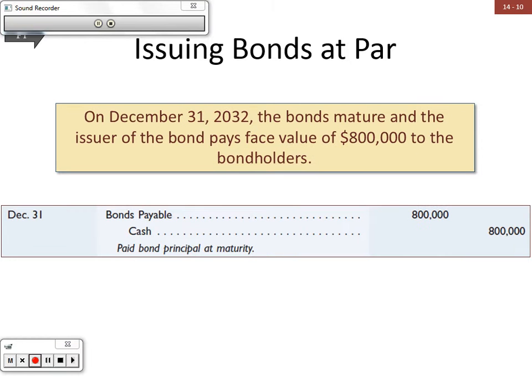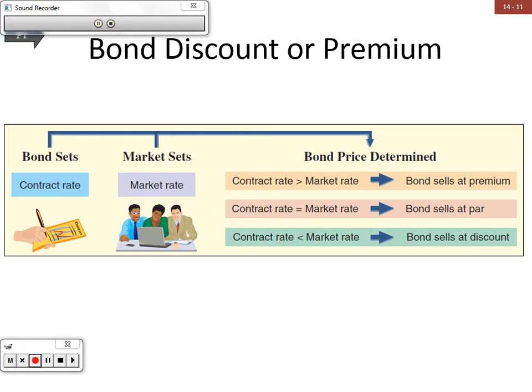Now, when it's time for the bond to actually mature, at this point, face value has to be paid back. So we're just simply showing a reverse of transactions from when it was issued to us, right? Now we're showing that we're eliminating our liability of bonds payable for $800,000 and we're paying out cash $800,000 to pay that full principal balance of that bond.